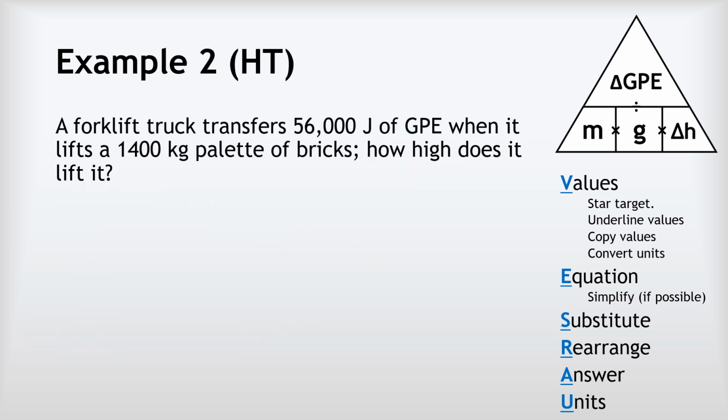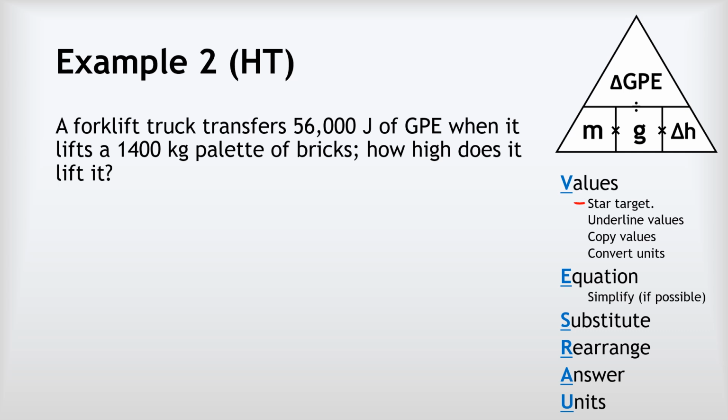Example number 2. A forklift truck transfers 56,000 joules of GPE when it lifts a 1,400 kilogram pallet of bricks. How high does it lift it? Now, this is more of a higher tier question because we're going to have to do a rearrangement. So let's see how this works out.